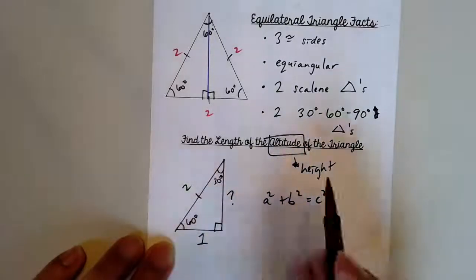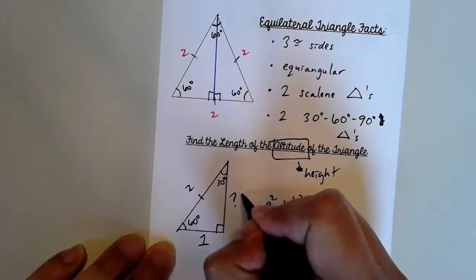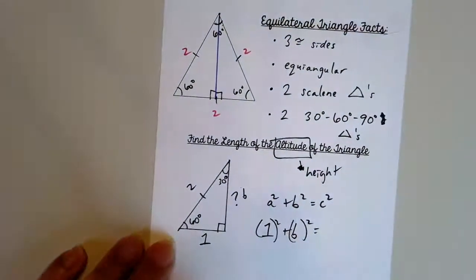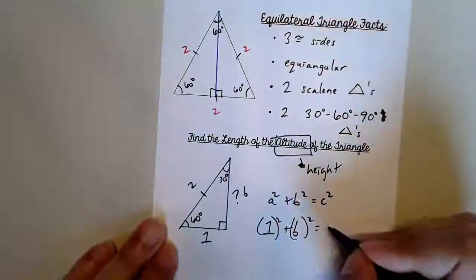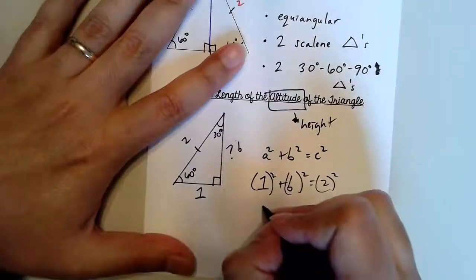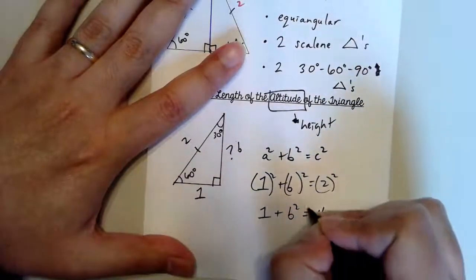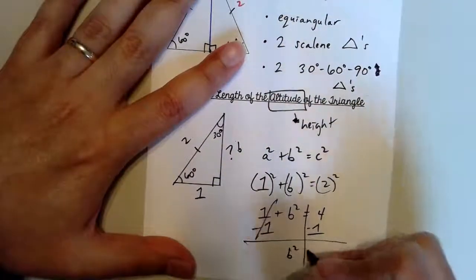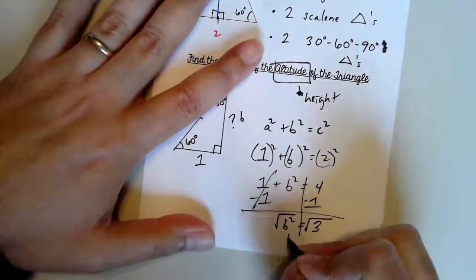So we'll say 1 is a. We'll say the question mark here is b. The only thing that has to be is that c has to be the hypotenuse. So the hypotenuse is 2. Okay, so let's finish out. Let's solve for b. 1 squared is 1, plus b squared equals 4. Subtract 1 from both sides. b squared equals 3. Square root, b equals the square root of 3.